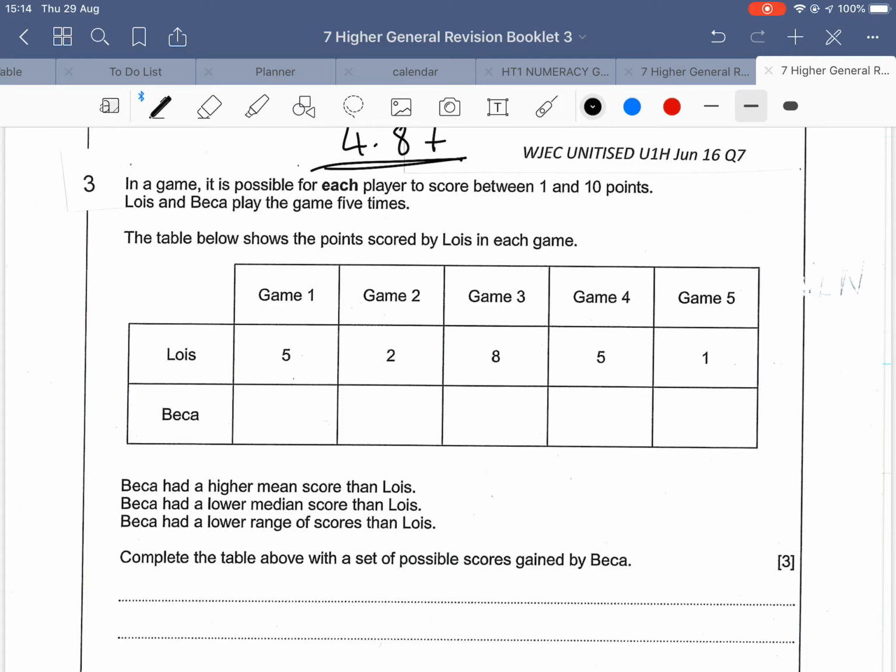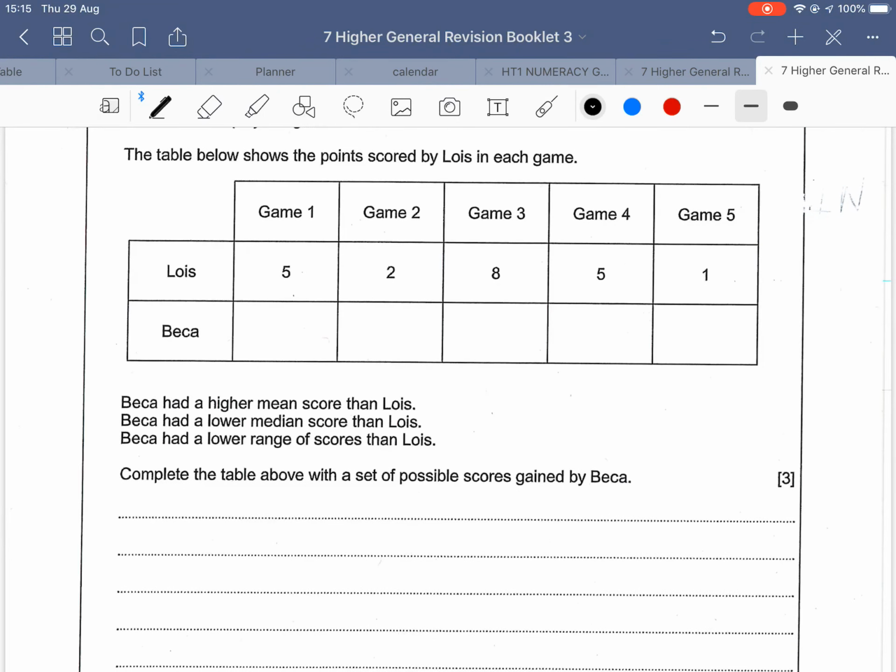Okay, so you could probably have a couple of different answers for this one. As long as you satisfy all 3 rules, your numbers will be fine. Because there's 3 marks, you'll probably get 1 mark for each rule satisfied. Complete the table above with a set of possible numbers gained.